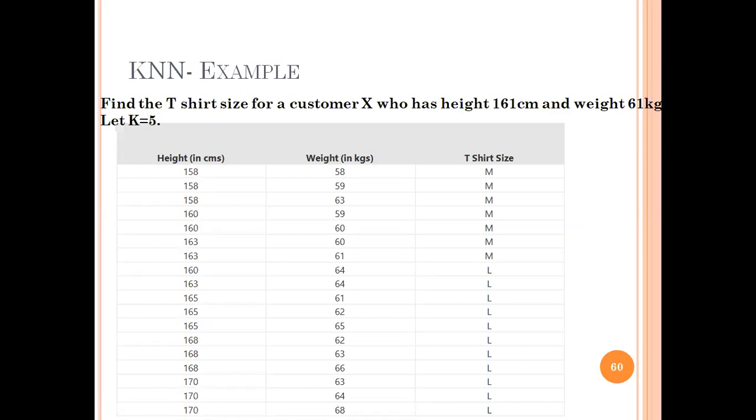So you can see these are the training tuples given, and this is the input. That means find the t-shirt size for a customer. This is the height and weight of different customers, and this is their t-shirt size. We want to find out the t-shirt size for a customer who has height 161 centimeters and weight 61 kilograms. Here it is given k equal to 5, so we have to find the 5 nearest neighbors of this particular tuple, that is height 161 and weight 61.